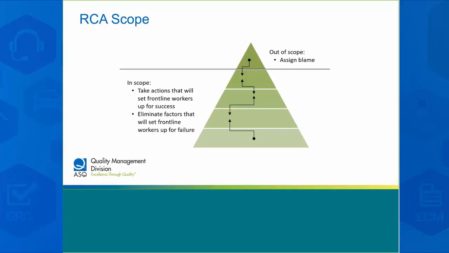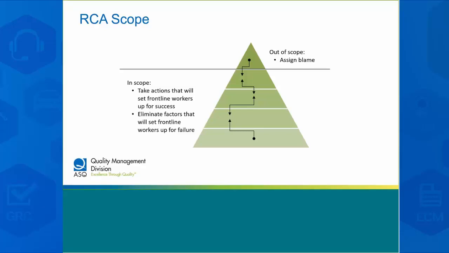In terms of scope, it's important to be clear what is in and out of scope in RCA, okay? The thing that is completely out of scope is assigning blame to the individual, assigning blame to a piece of equipment, okay? That gets us absolutely nowhere. We are setting people up for success or failure through our management systems, through our processes. The same thing for pieces of equipment.